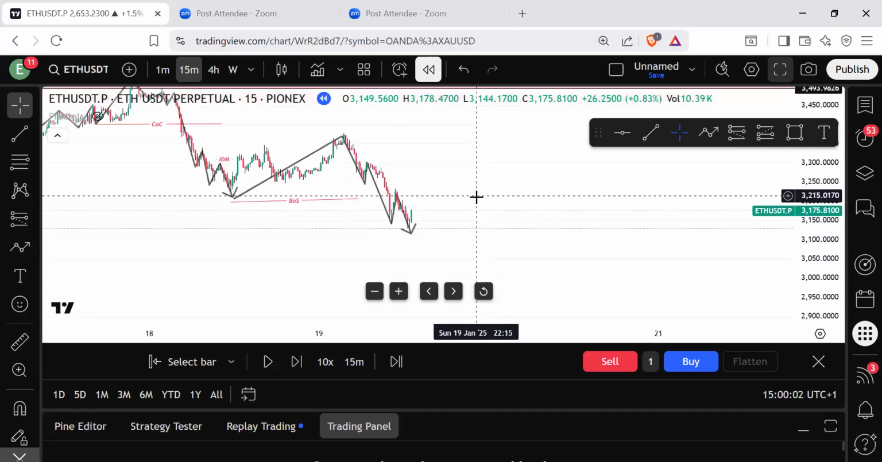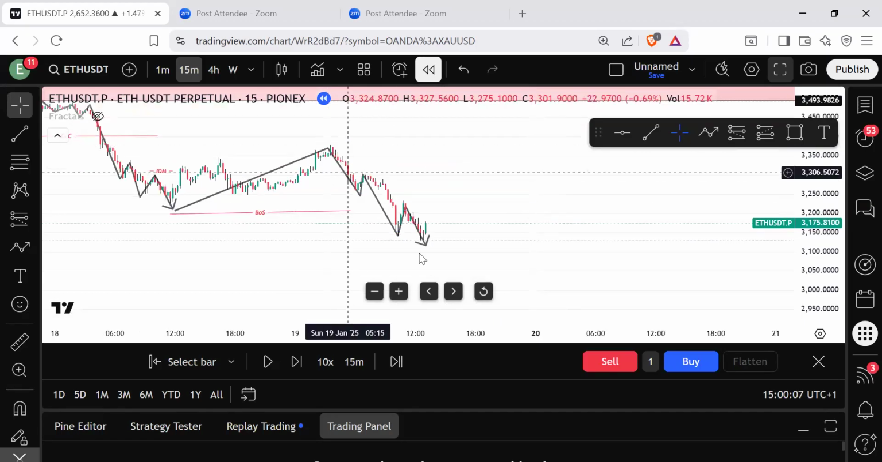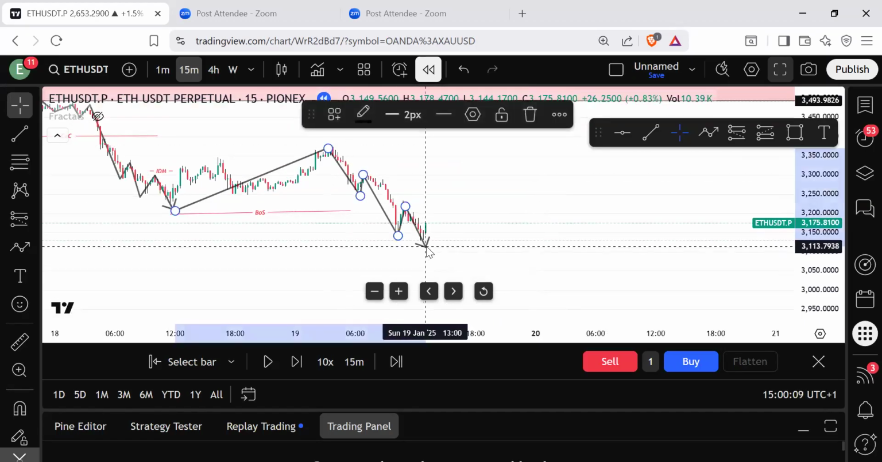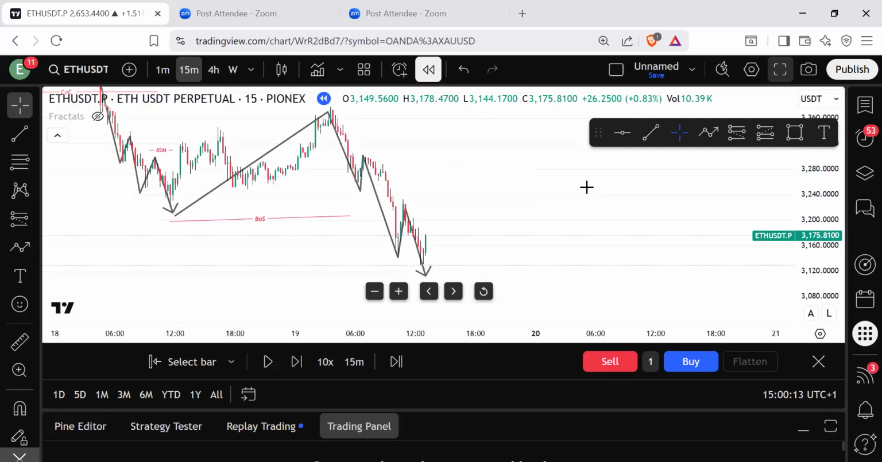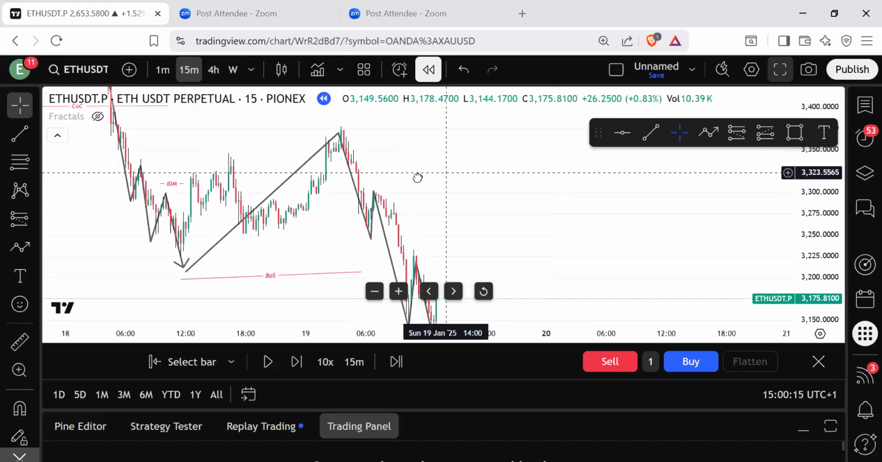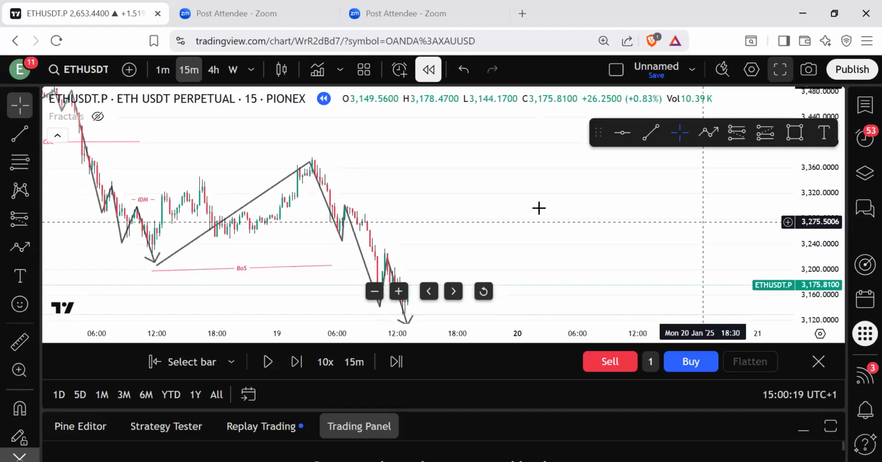We will now use the same entry strategy. We are looking for the zone that caused break of structure, and we are looking for fair value gap. So which is this point, right? That's the lowest point.